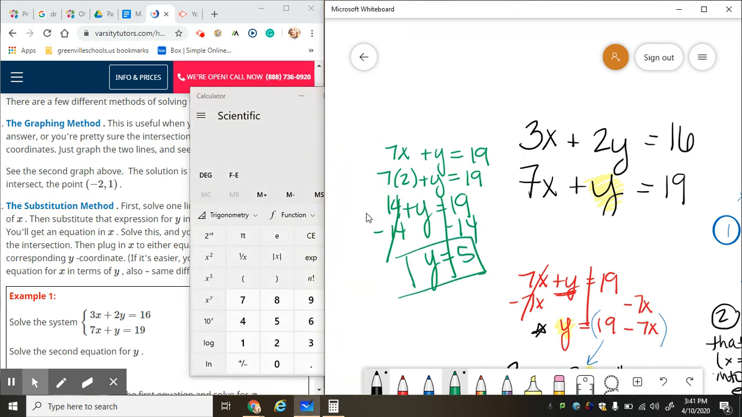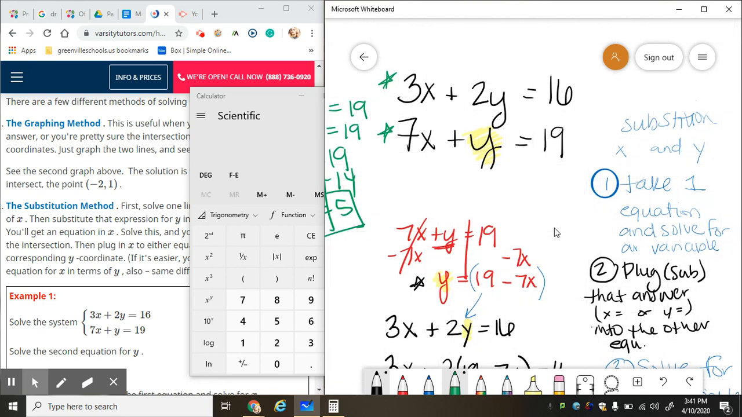So you can plug it into one of the originals. You can also plug it into the one from your first step, y equals 19 minus 7x.